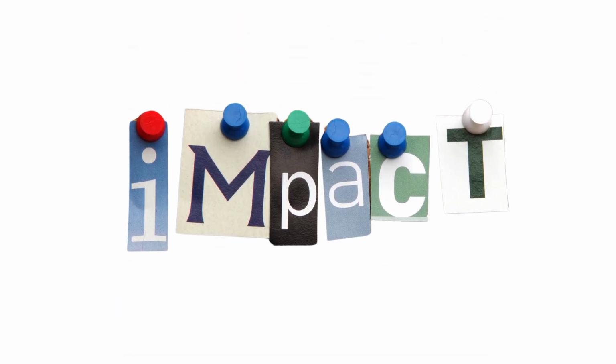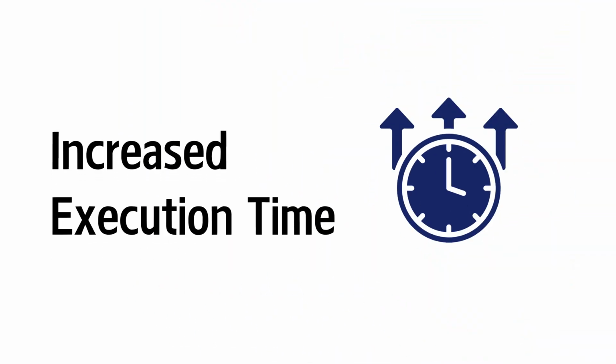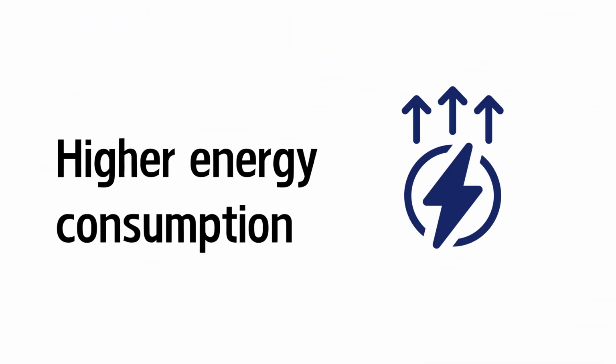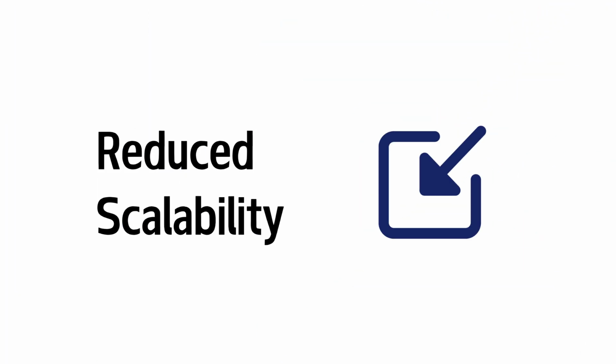The impact of cache thrashing is profound. The program may experience increased execution time, higher energy consumption as CPUs spend more time waiting for memory, and reduced scalability, where adding more threads or cores doesn't improve performance.